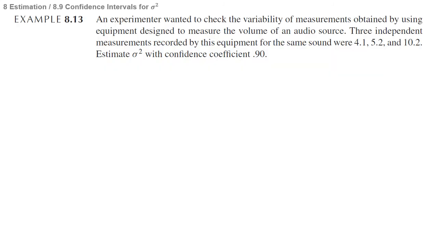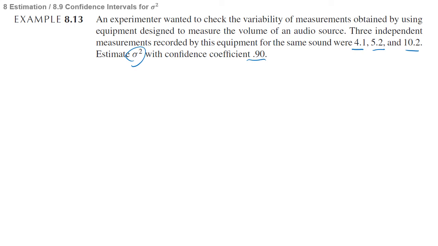Let's move on to example 8.13. An experimenter wanted to check the variability of measurements obtained by using equipment designed to measure the volume of an audio source. Three independent measurements recorded by this equipment for the same sound were 4.1, 5.2, and 10.2. Estimate sigma square with confidence coefficient 0.90.